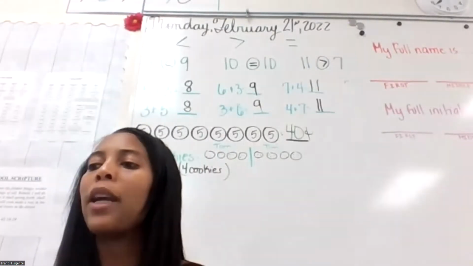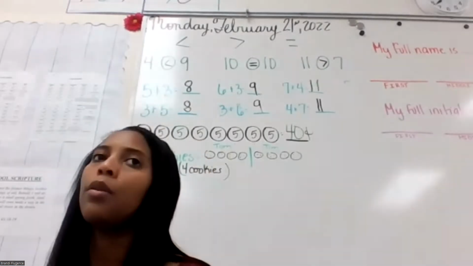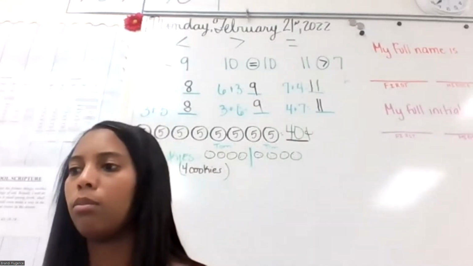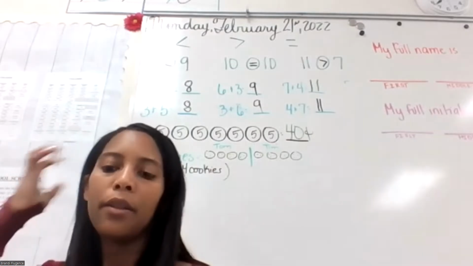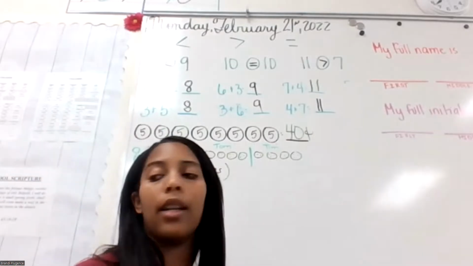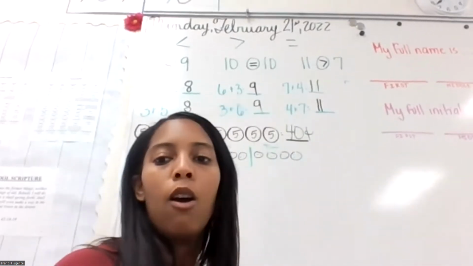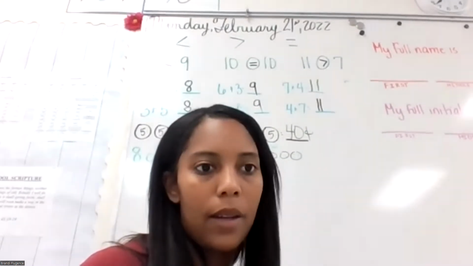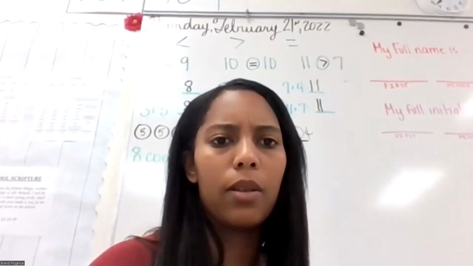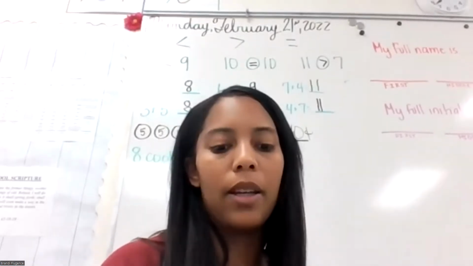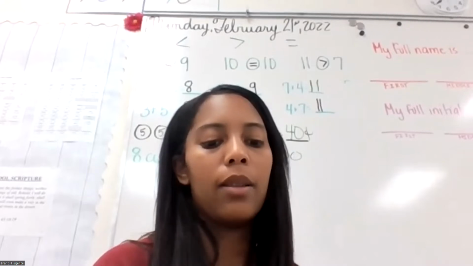Let's go over them. So on your page, 5 plus 3 equals 8. 3 plus 5 equals 8. 6 plus 3 equals 9. 3 plus 6 equals 9. 7 plus 4 equals 11. 4 plus 7 equals 11. 7 plus 5 equals 12. 5 plus 7 equals 12. Awesome. So these are your new addition facts.